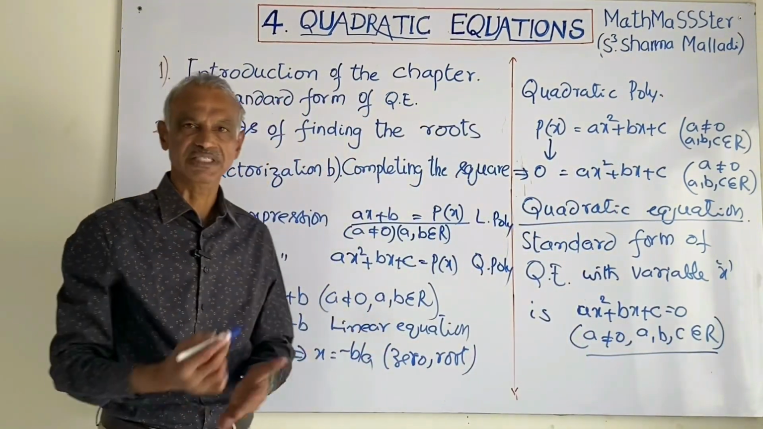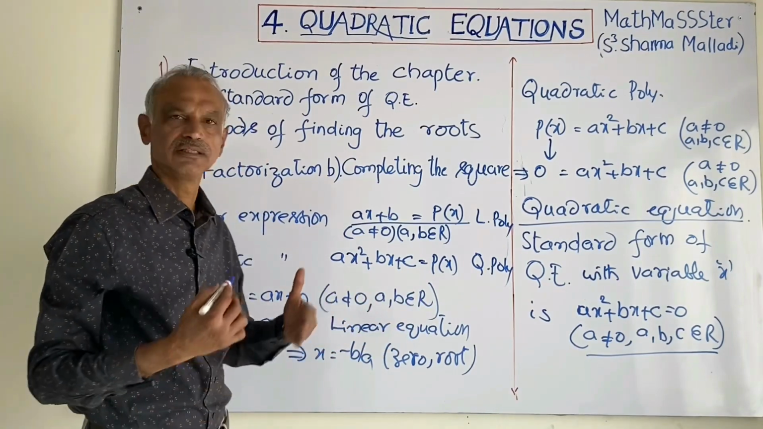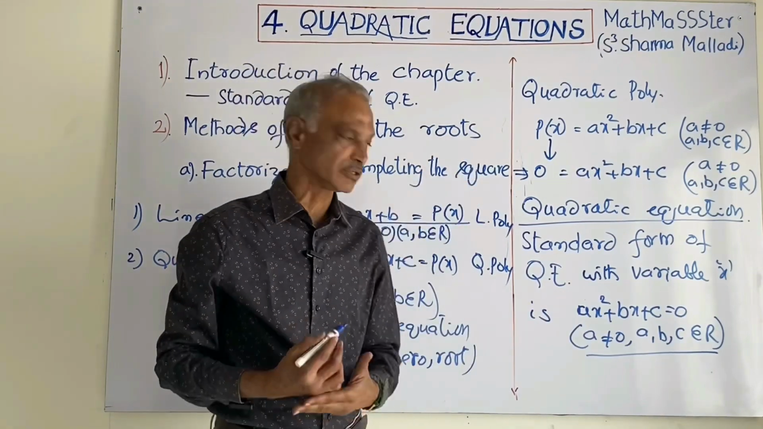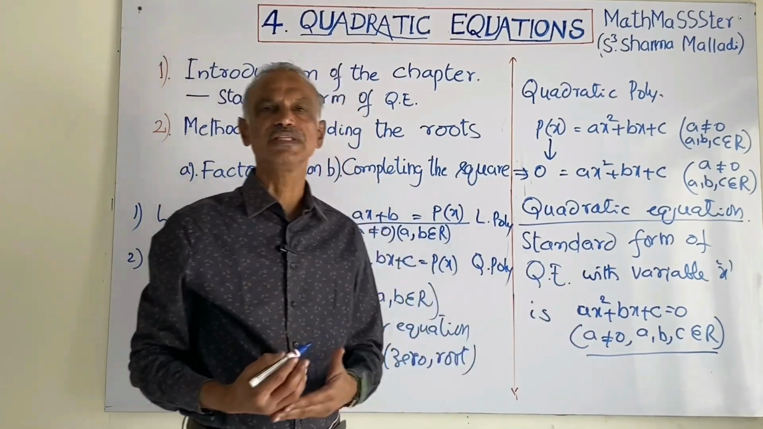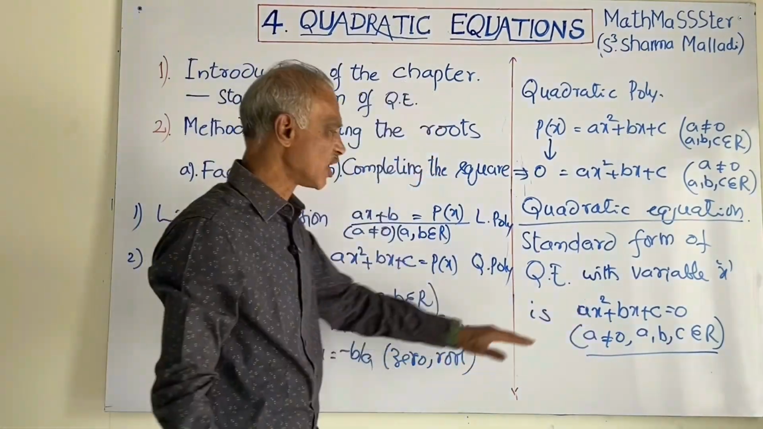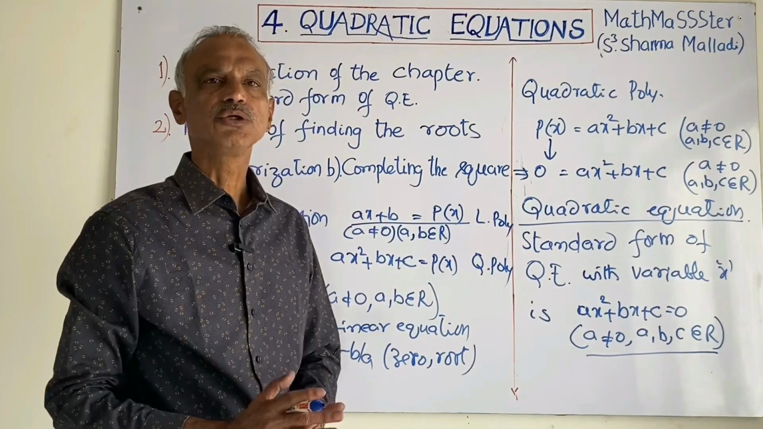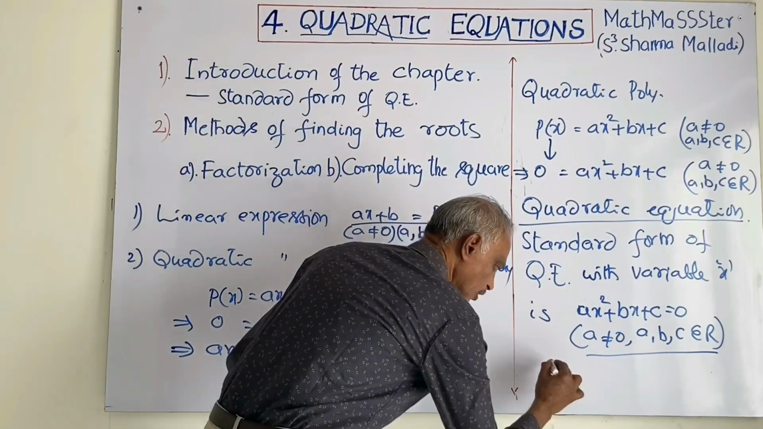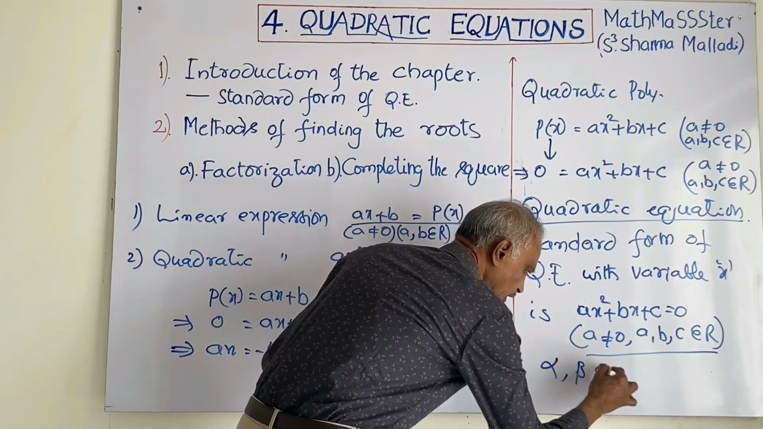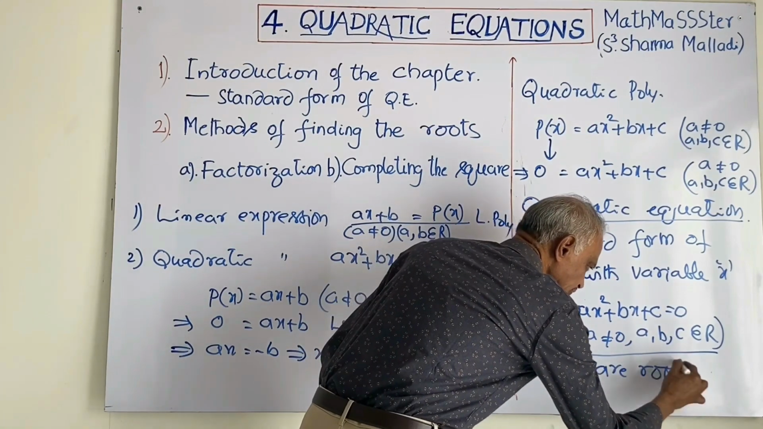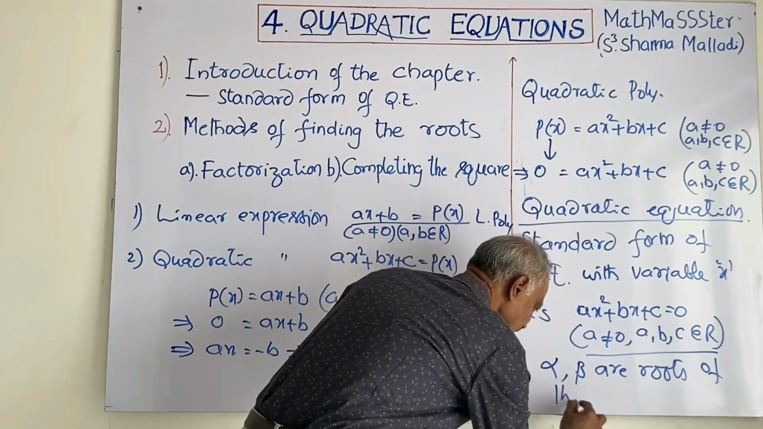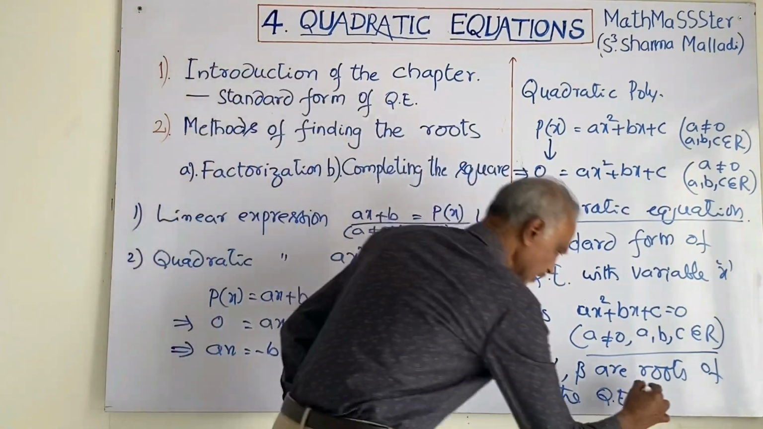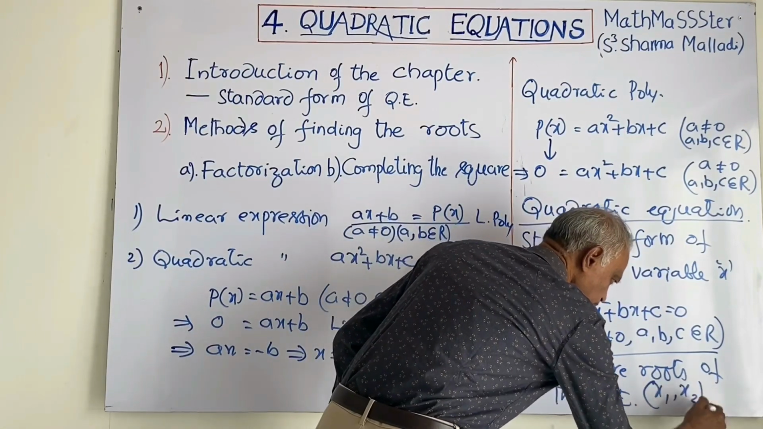See, ax square plus bx plus c is equal to 0 is a quadratic equation. It will have two zeros. Means a quadratic polynomial will have two zeros. From here onwards we will say roots of the quadratic equation. A quadratic equation will have at most two roots. What are the roots of the quadratic equation? Alpha and beta are the roots of the quadratic equation, means values of x. You can say they are x1, x2.